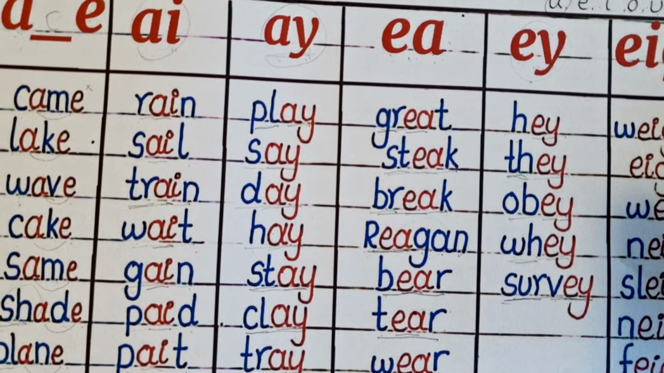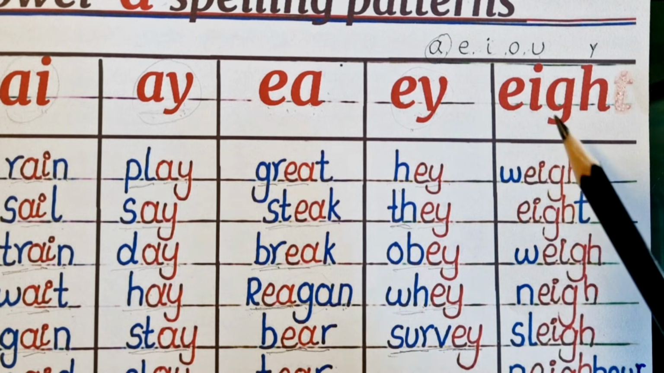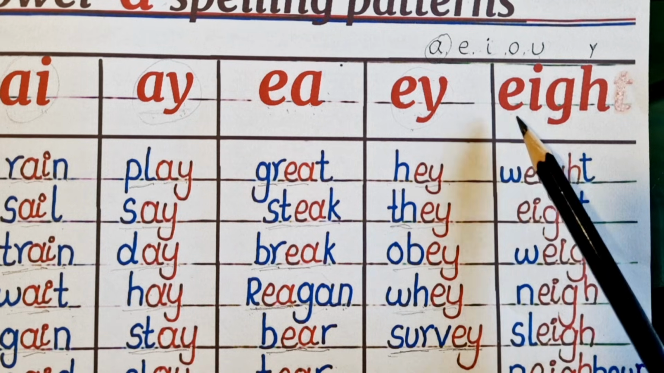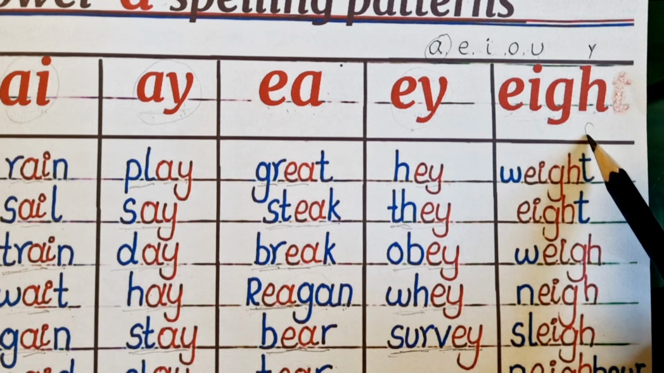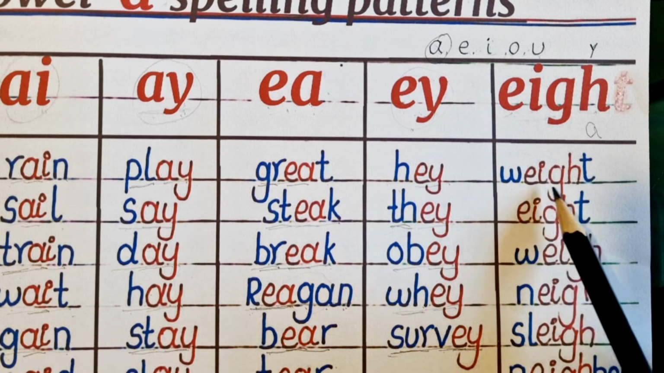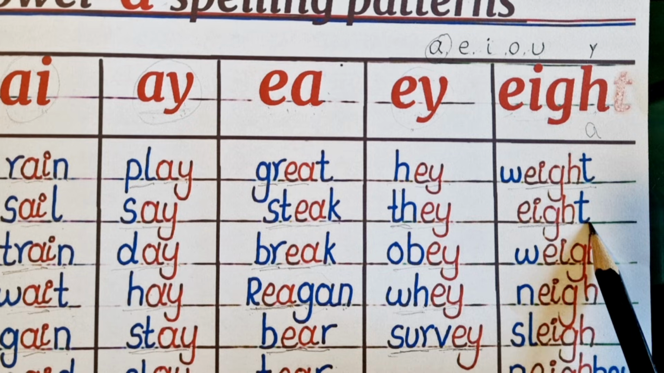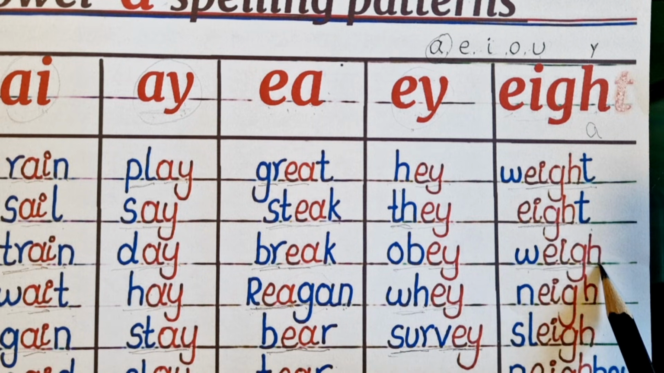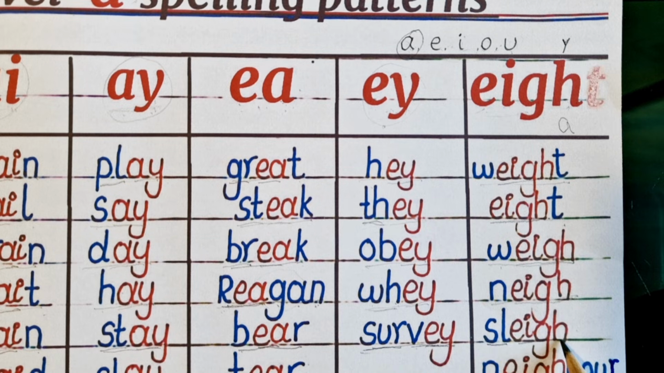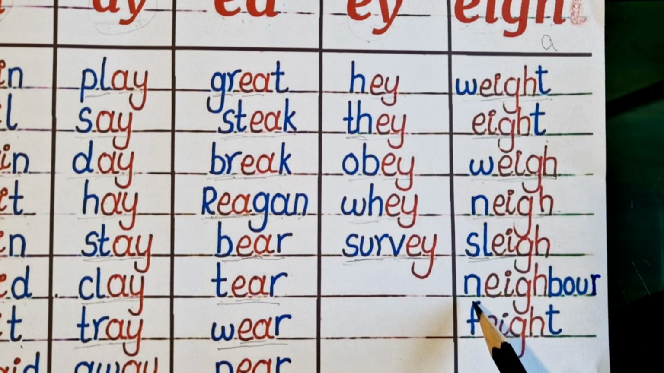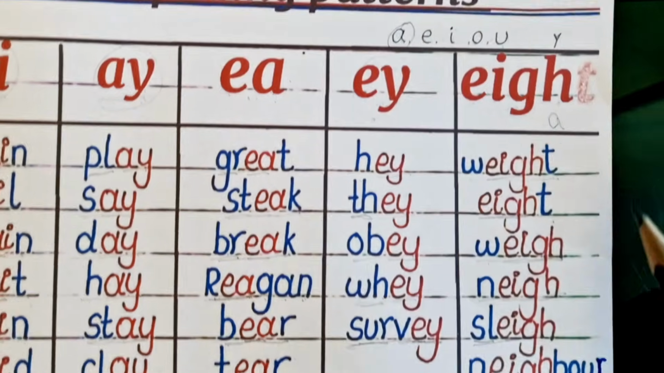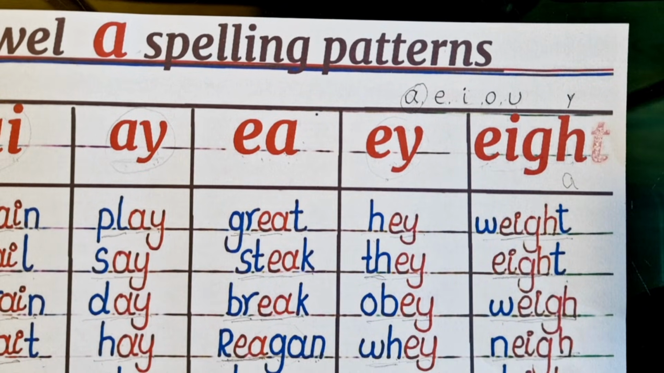Long vowel A sound. Next spelling pattern is whenever you see EIGH together in a word, we will say the long vowel A sound. So these four letters make the sound A, long vowel A sound, as in w, a, t, weight. A, t, eight. W, a, way. N, a, nay. Sl, a, slay. N, a, nay. B, neighbor. F, a, t, fate. So always remember EIGH together in a word makes the sound A, long vowel A sound.